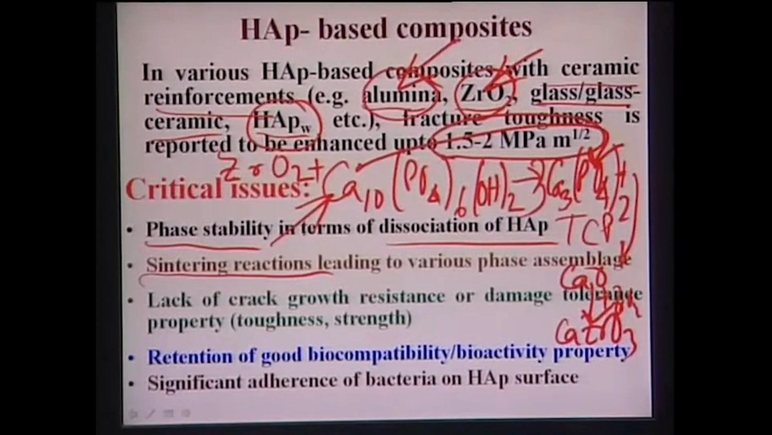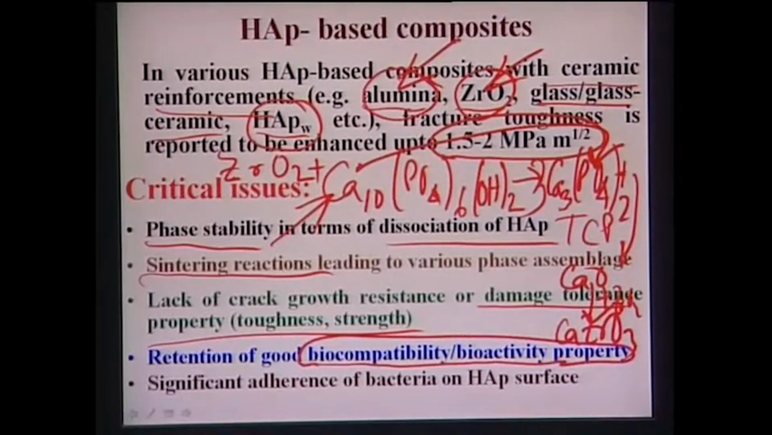The third one is the lack of crack growth resistance or damage tolerance property, and this damage tolerance property is mostly the toughness or strength property. The fourth one is the retention of good biocompatibility or bioactivity property. Now, this good biocompatibility or bioactivity property is lost when hydroxyapatite is transformed to tricalcium phosphate or undergoes sintering reactions. The fifth point is significant adherence of bacteria on the hydroxyapatite surface, and that essentially leads to prosthetic infection or infection at the implant site.